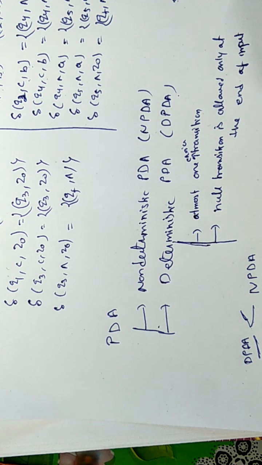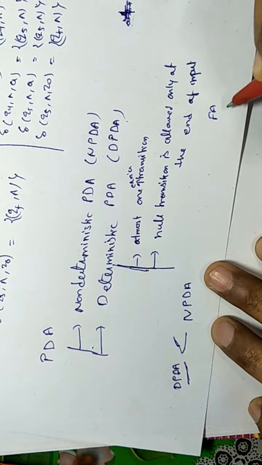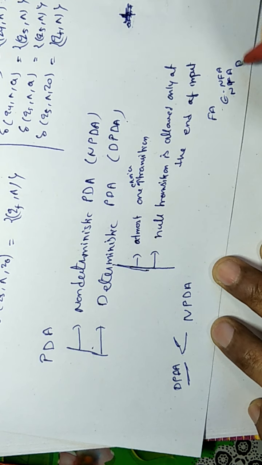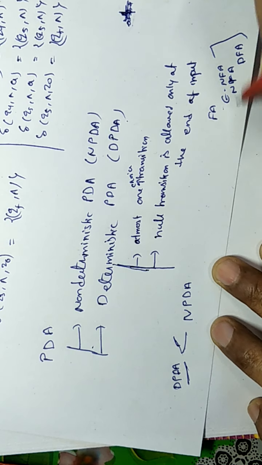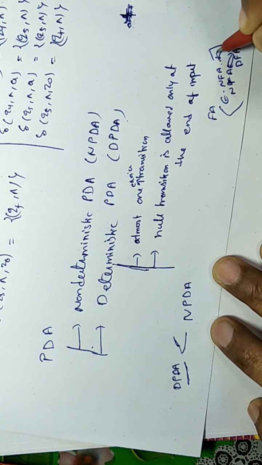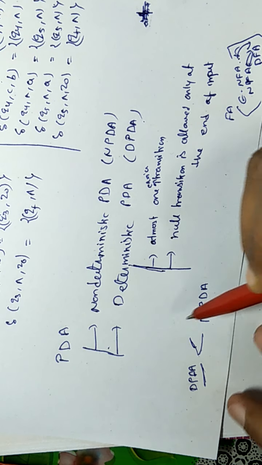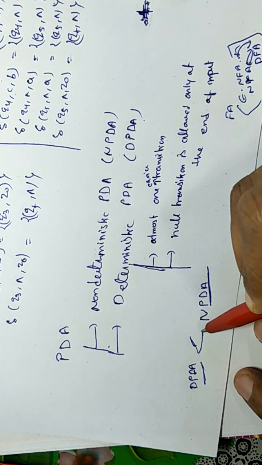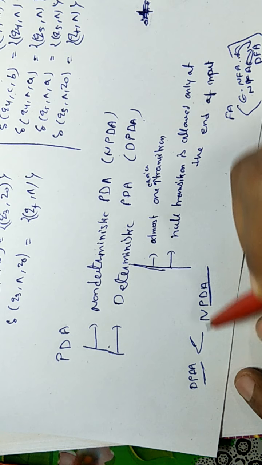In FA, if you will remember, epsilon NFA, NFA and DFA are all equivalent. We can convert NFA to DFA, epsilon NFA to DFA, but in PDA it is not possible to convert NPDA to DPDA. DPDA is different, NPDA is different.